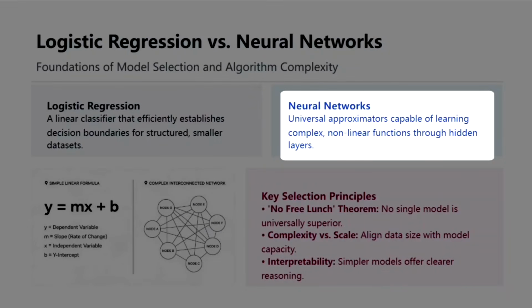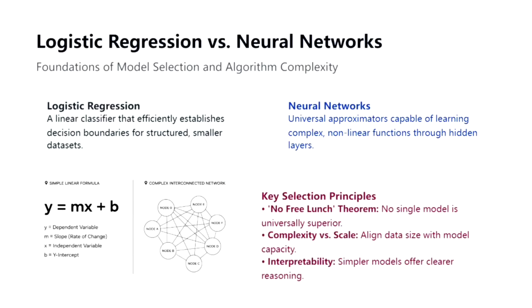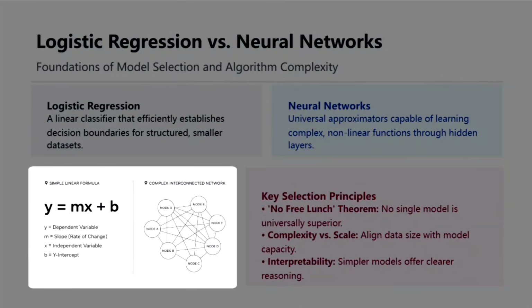These are known as universal function approximators. By using layers and nonlinear activation functions, they can capture complex, high-dimensional patterns that linear models simply cannot see. As this visual comparison suggests, the best model isn't always the most complex one.